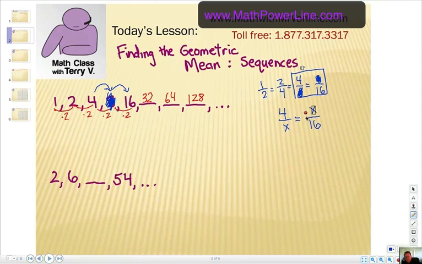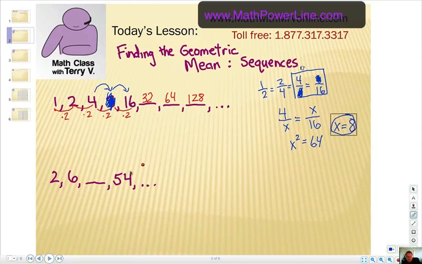Now when you solve proportions, of course, you're going to cross multiply. So x times x is x squared, and 4 times 16 is 64. So what number times itself is 64? Obviously the answer would be 8. So it works out from what we already knew.